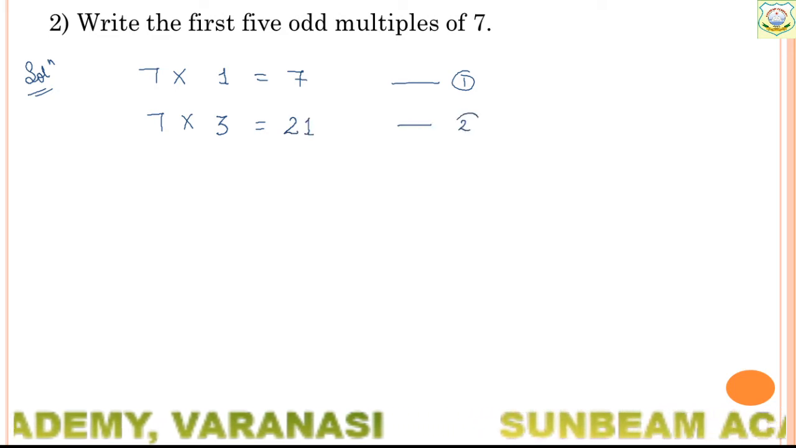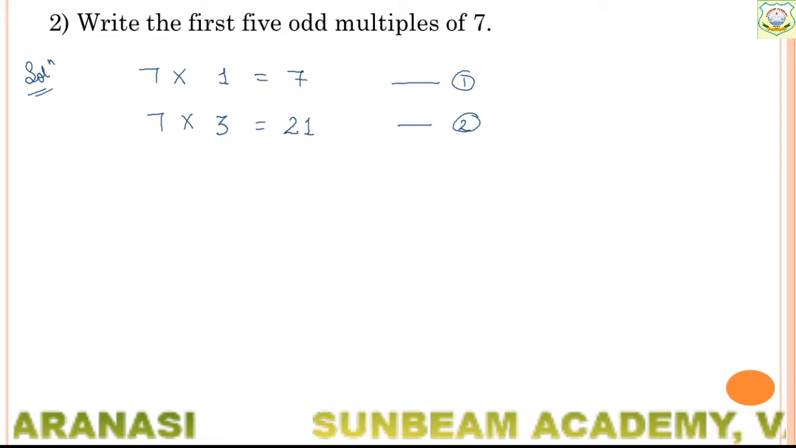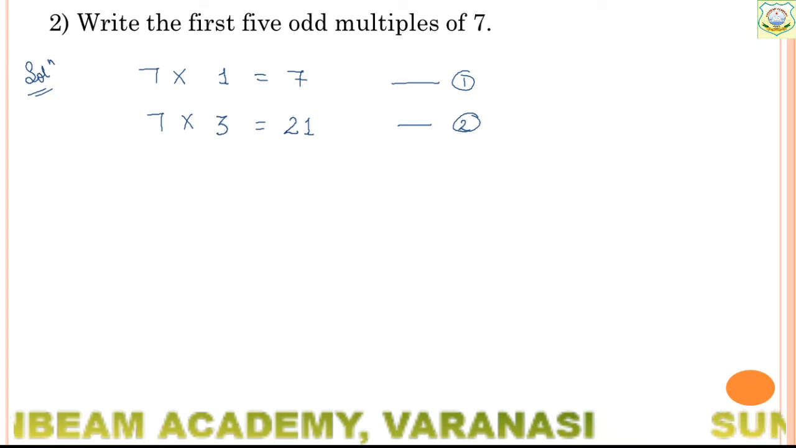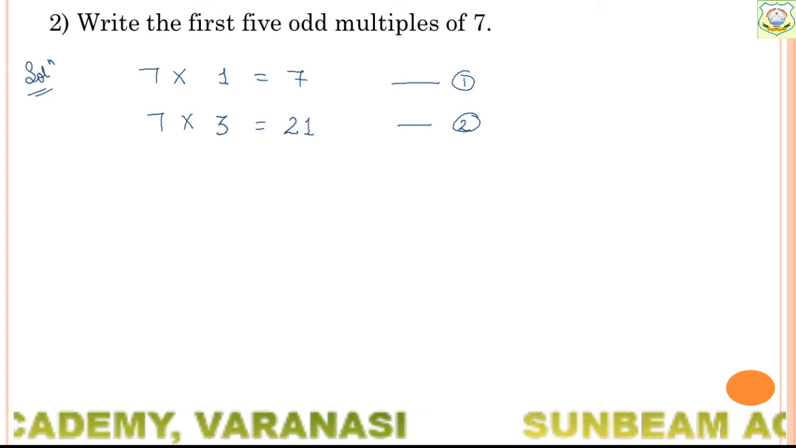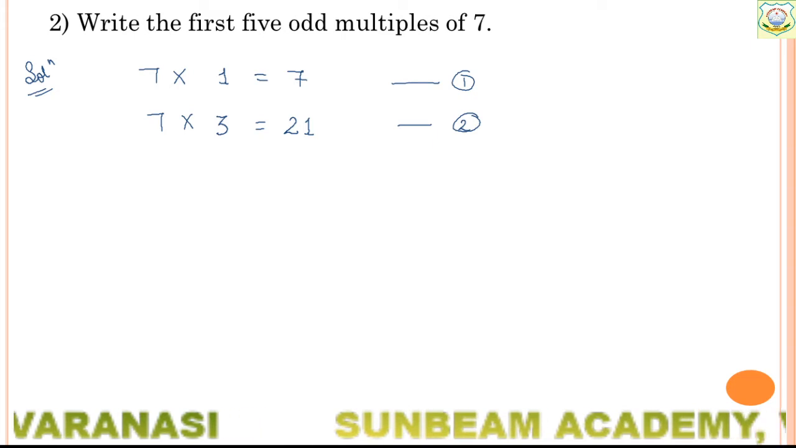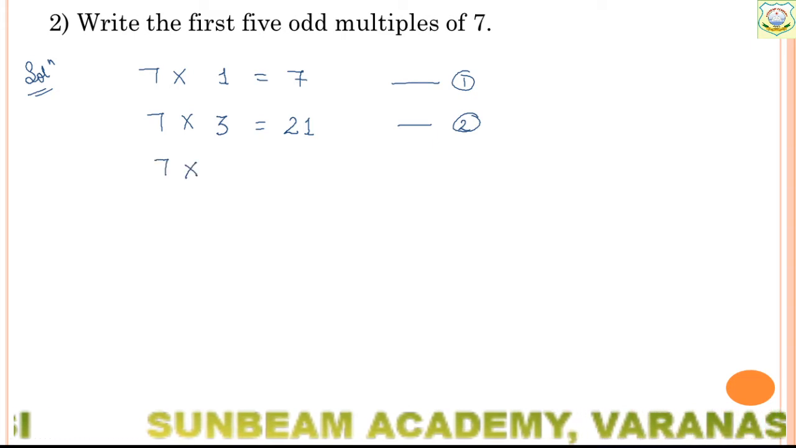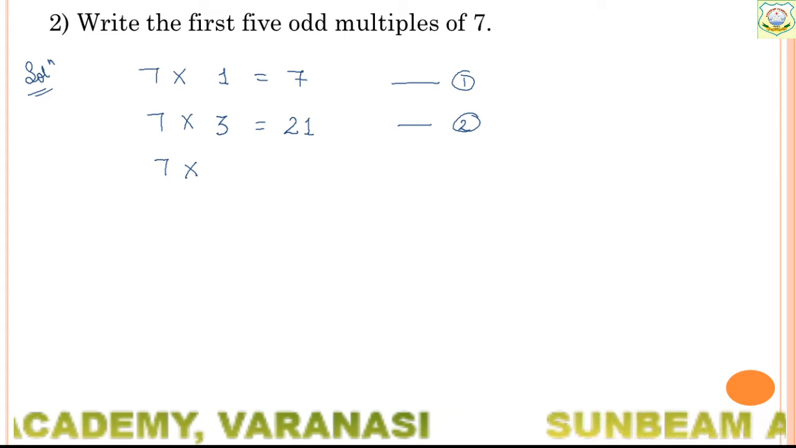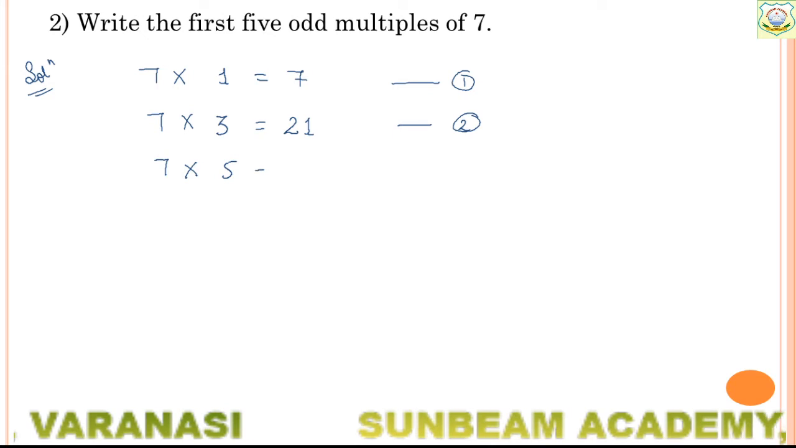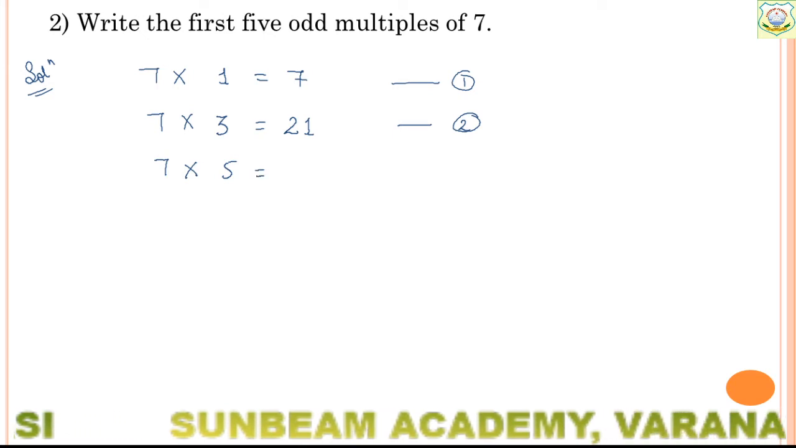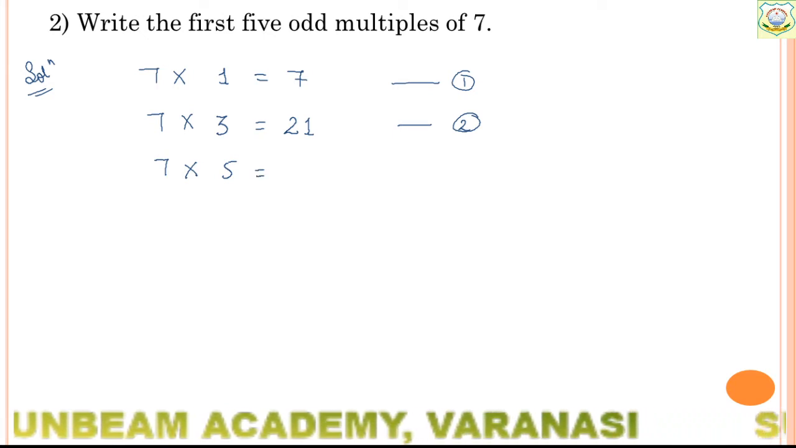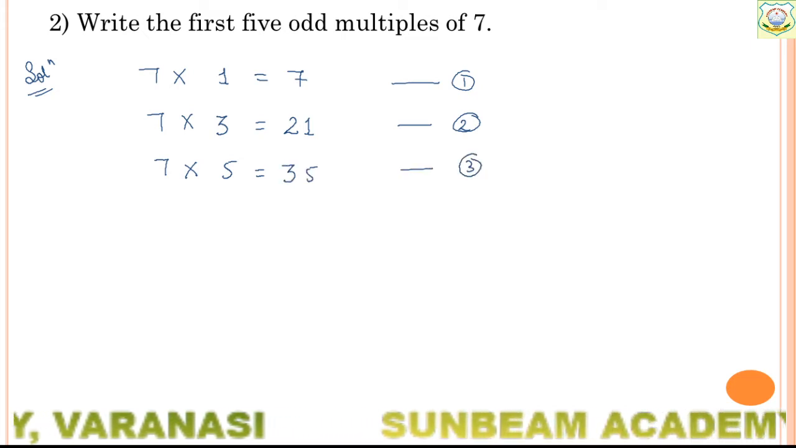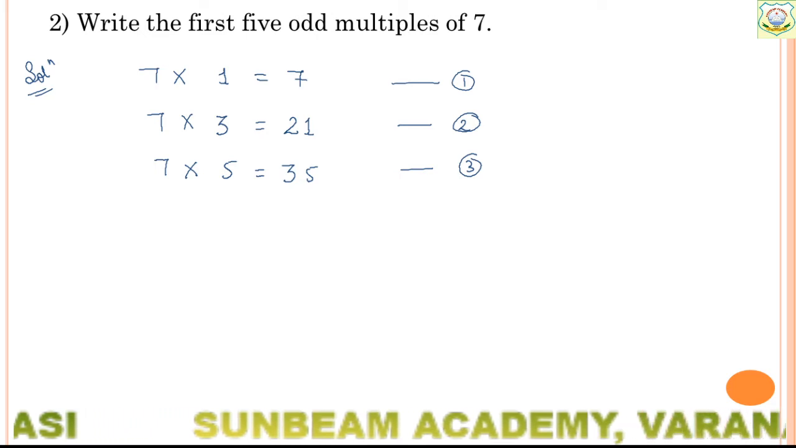Now we have got the second odd multiple, right? No need to number it. I am just doing it so that you can see. You have to write the answer only. Okay. Now, after that, 7 multiplied by, do we have to multiply with 4? No. So which number? 5. 7 multiplied by 5 is 35. We got the third multiple, right? Note it down properly.